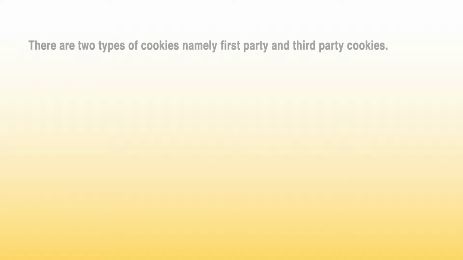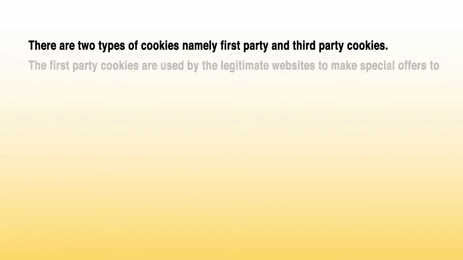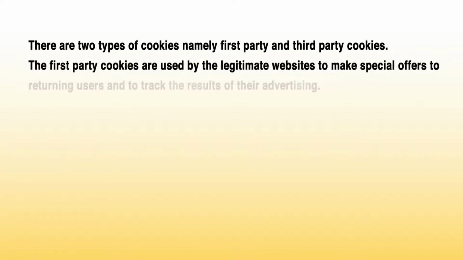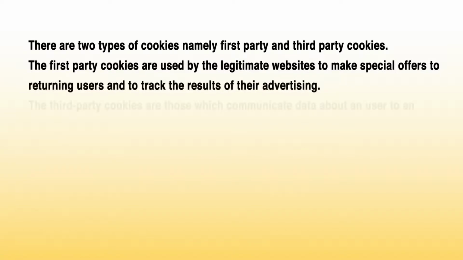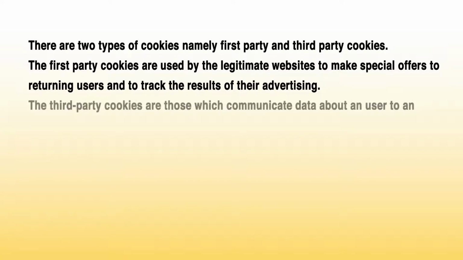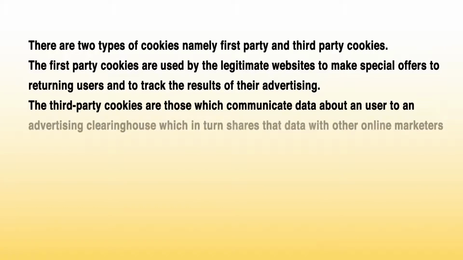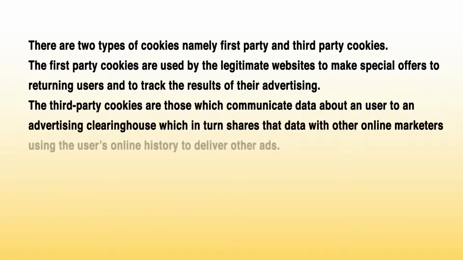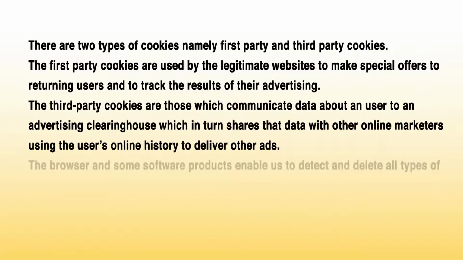There are two types of cookies, namely first party and third party cookies. First party cookies are used by legitimate websites to make special offers to returning users and to track the results of their advertising. Third party cookies communicate data about a user to an advertising clearing house, which in turn shares that data with other online marketers, using the user's online history to deliver other ads.